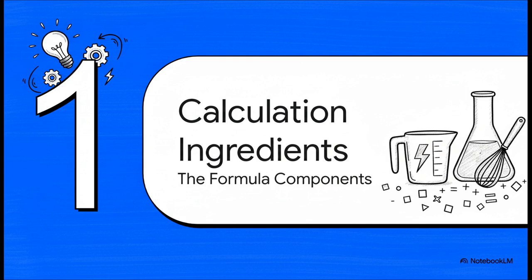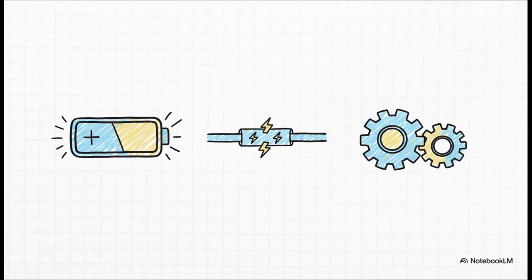Okay, so for that first step, calculating the actual power, we're going to need a few ingredients. And don't worry, these are way easier to find than you might think. Let's take a look at what we're working with. All right, first up, you've got voltage. Think of it like electrical pressure, pushing the electricity through the wires. Then you have current, which we measure in amps. That's basically how fast that electricity is flowing.